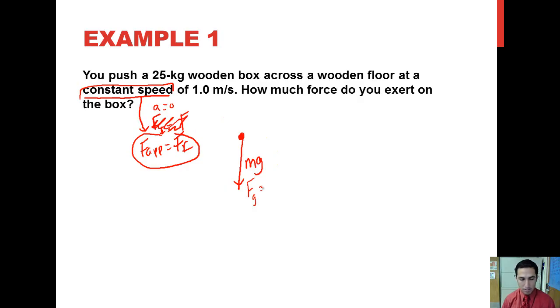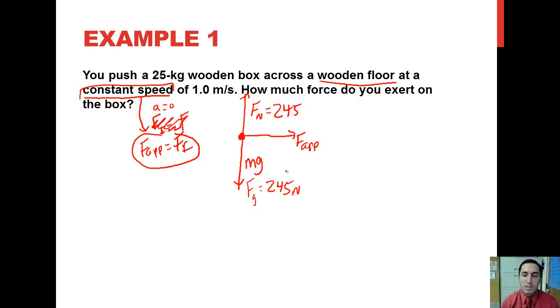You are going to have 25 times 9.8, and you get 245 newtons. It's on a wooden floor, so what does that mean? That means that normal force is going to be the same thing, because the box is not falling through the floor. The floor is not pushing the box up, and there's a force. Which way is the force going? We don't know, but let's just assume it's going to go to the right. That's going to be your force applied.